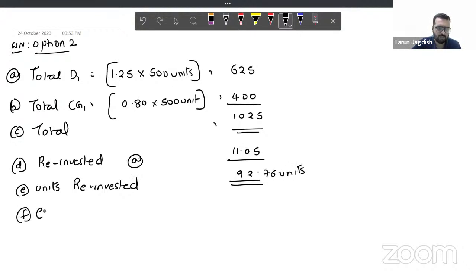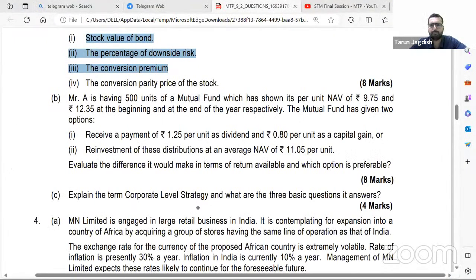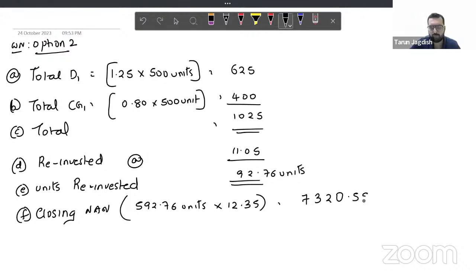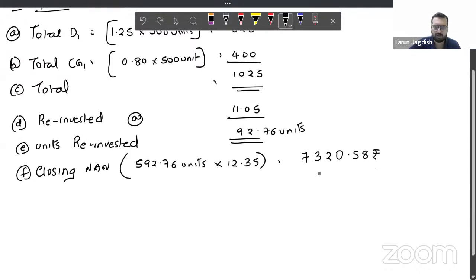Okay. Therefore, what will be your closing NAV? That will be 592.76 units into the closing NAV. What is the closing NAV? 12.35. So what is the answer you get over here? 592.76 into 12.35. Do you get the answer as 7320.58 rupees? Am I right?